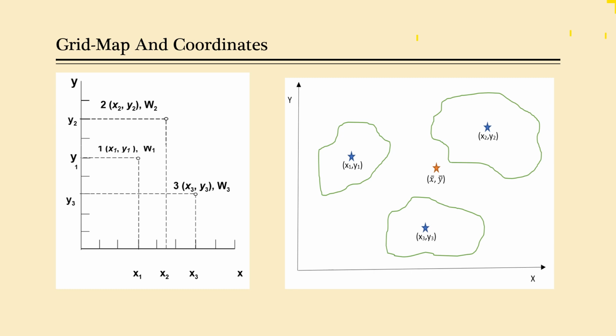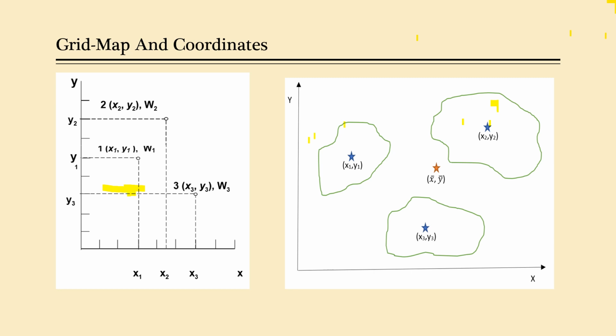So here you can see we have identified 3 different locations. For each different location, we are going to identify the coordinates and plot them in the grid map. So here you can see for facility location 1, we have the coordinates x1 and y1, and we have set it based on the weights.